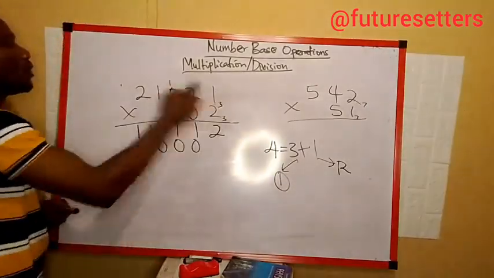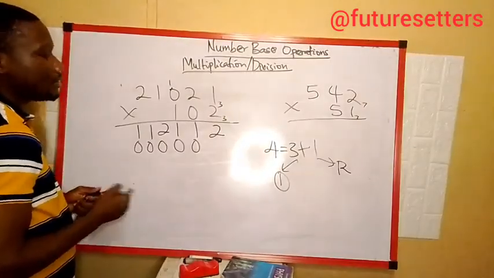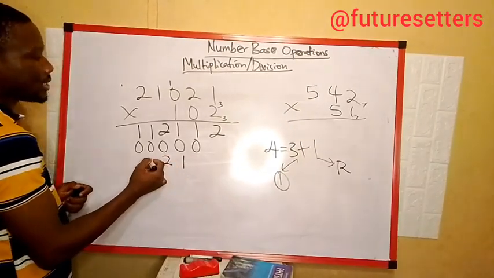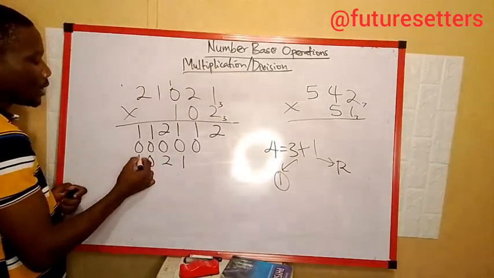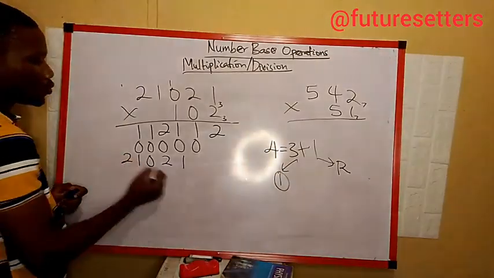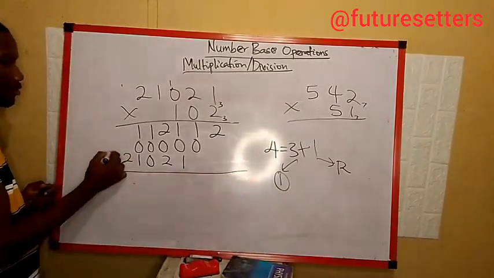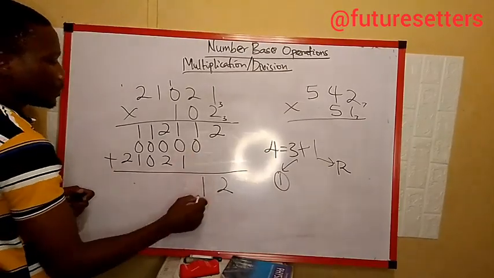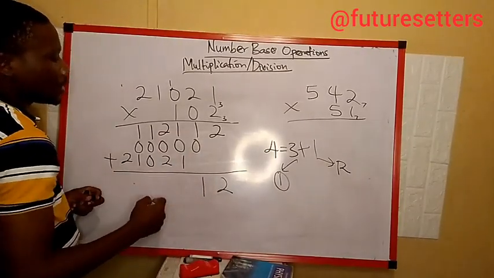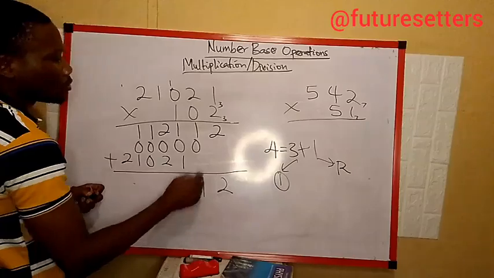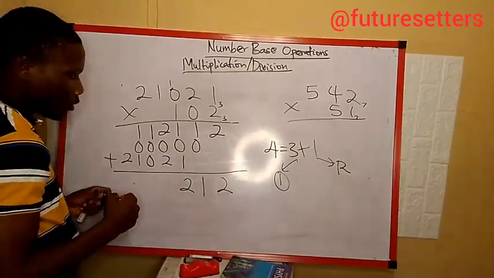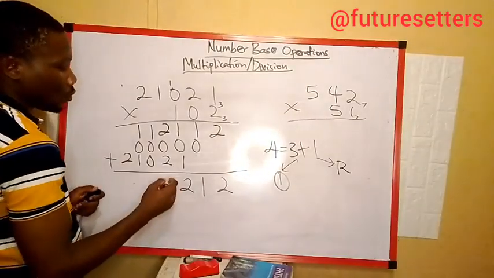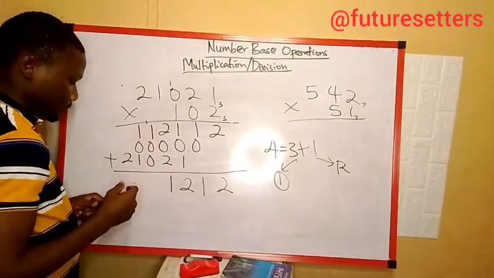The next step, multiply 1. 1 times everything here will be what we have there. So 1 times 1, 1. 1 times 2, 2. 1 times 0, 0. 1 times 1, 1. 1 times 2, 2. So we are going to add everything together. What we have here is 2, 1. 1 plus 0 is 1. 1 plus 1 is 2 because it's not up to 3. 2 plus 2 is 4. So we know that 4 is 3 remainder 1. So we are going to put down 1 and carry 1.